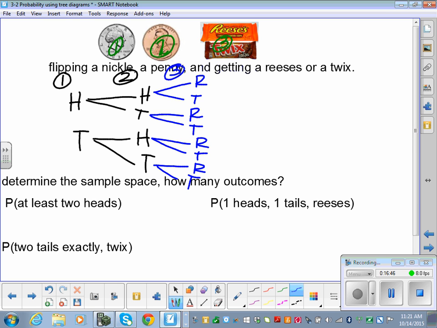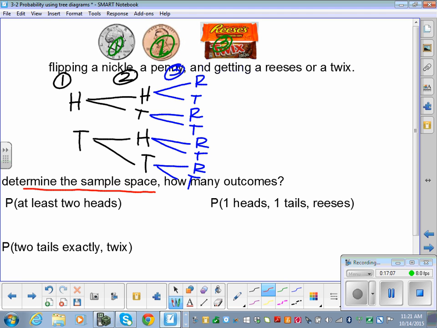So now let's count the total possible outcomes. So now it says determine the sample space. This is the sample space. We can get a heads, heads, Reese's; heads, heads, Twix; heads, tails, Reese's; heads, tails, Twix; tails, heads, Reese's; tails, heads, Twix; tails, tails, Reese's; tails, tails, Twix. Okay? You guys understand the sample space?